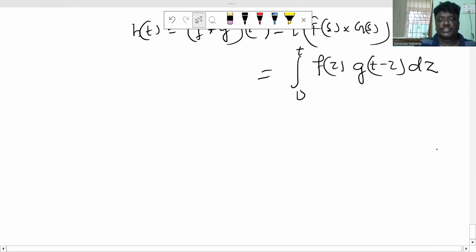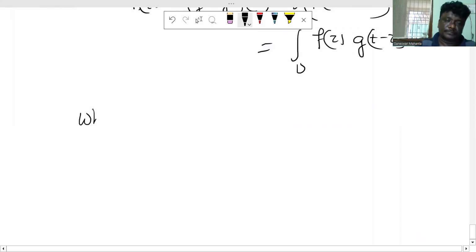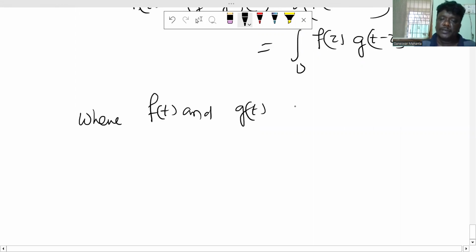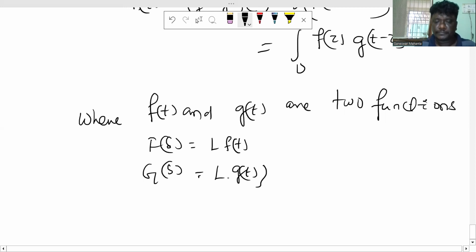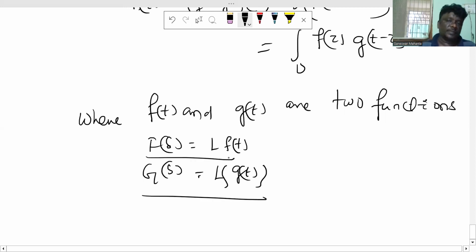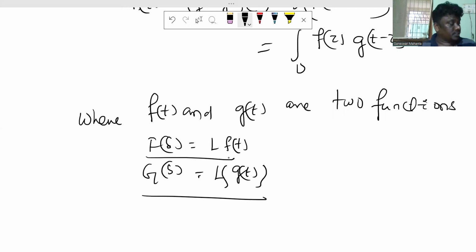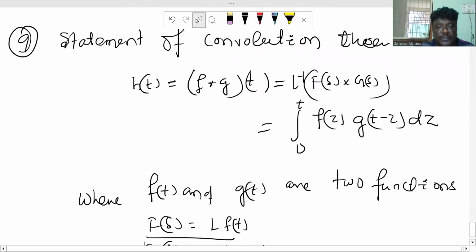f(t) and g(t) are the two functions here. We can define where f(t) and g(t) are two functions, and F(s) is the Laplace of f(t), and G(s) is the Laplace of g(t). These are what we have defined. This is the convolution theorem, and this is the statement of the convolution theorem, we can say. Okay, so this is your statement of the convolution theorem.